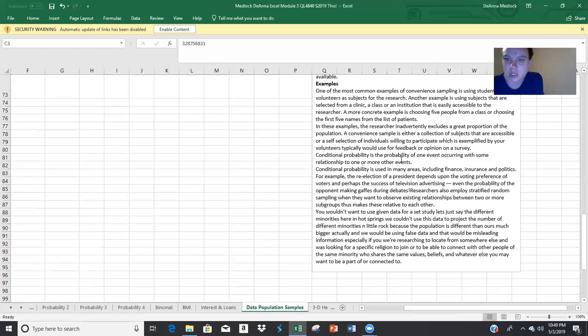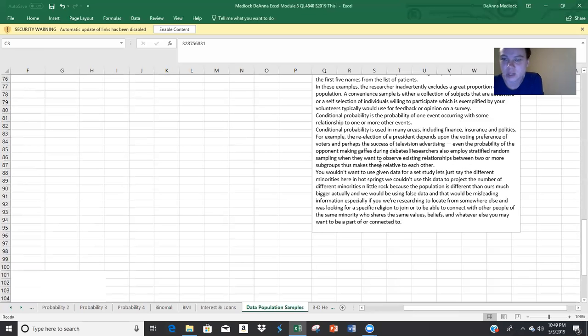Conditional probability is the probability of one event occurring with some relationship to one or more other events. It's used in many areas, including finance, insurance, and politics. For example, the re-election of a president depends on the voting preference of voters and perhaps the success of television advertising. Even the probability of an opponent making gaffes during debates.